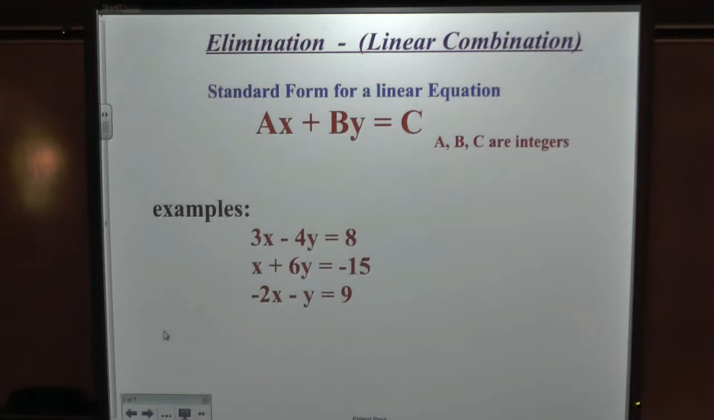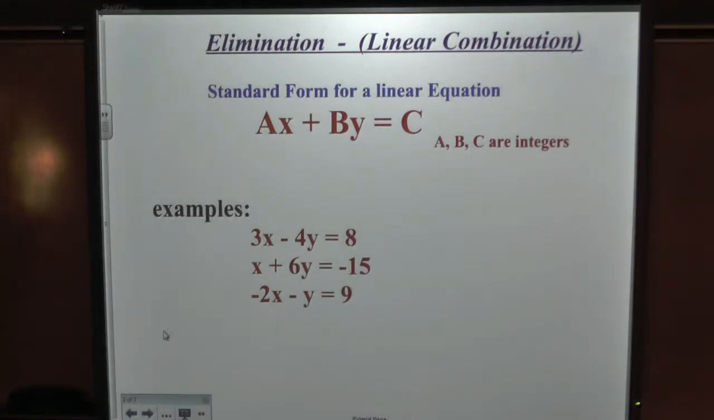Now again, when solving a system of equations, the solution to a system of equations is where the two lines intersect. That doesn't change. If you graph the two lines, we're looking for the x and y coordinate where these two intersect. That does not change no matter what we're doing here.